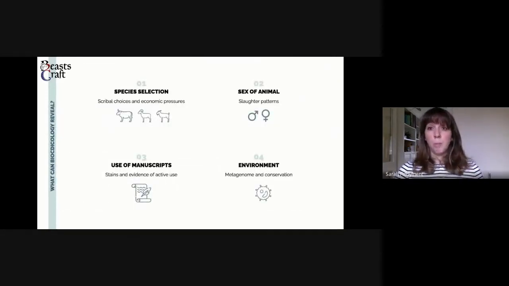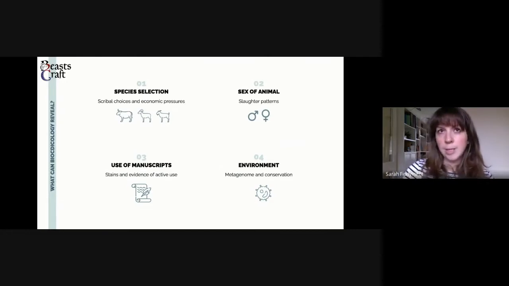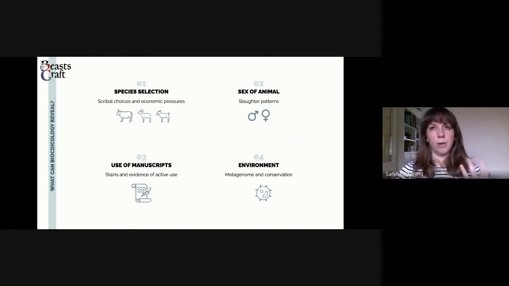Once we have our biomolecules extracted, what can they actually tell us about the manuscript and its history? I've hinted about this beforehand when we were talking about the DNA and the proteins, but there are four main elements that we can explore and that can give us information about these manuscripts. The first is the species selection. So this can refer to economic practices depending on geographic distribution of animals, or preferences, or even scribal preferences for a particular animal that produces a particular type of parchment.